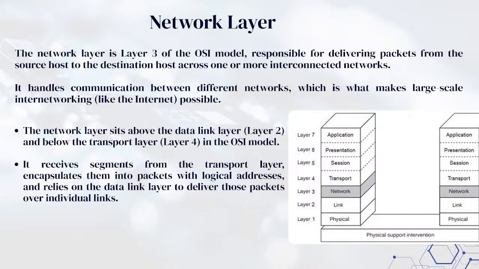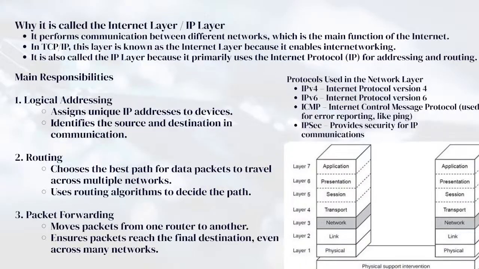Now, the network layer is also called the internet layer or IP layer. Why is it called so? It performs communication between different networks, which is the main function of the internet. In TCP/IP, this layer is known as the internet layer because it enables internetworking. It is also called the IP layer because it primarily uses the Internet Protocol for addressing and routing.